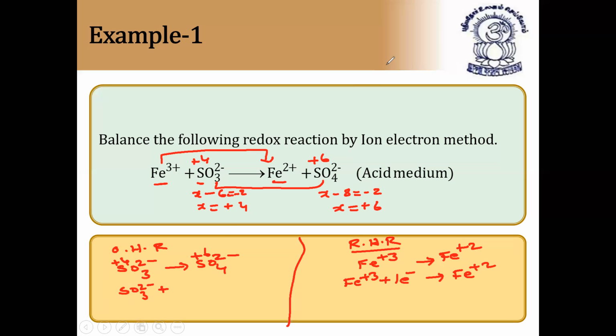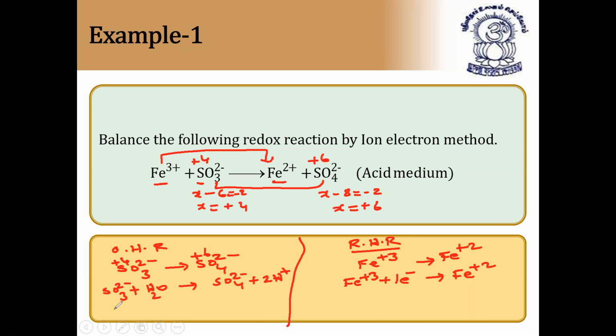First we need to balance the oxygen atoms. So I'm writing it again. Here 3 oxygens and here 4 oxygens. So to the side deficit of oxygen, add an equal number of water molecules. So SO3 2 minus plus 1 water molecule gives rise to SO4 2 minus plus 2H plus ions, because it is acidic medium. And here nothing to do. So SO3 2 minus plus H2O gives us SO4 2 minus plus 2H plus.